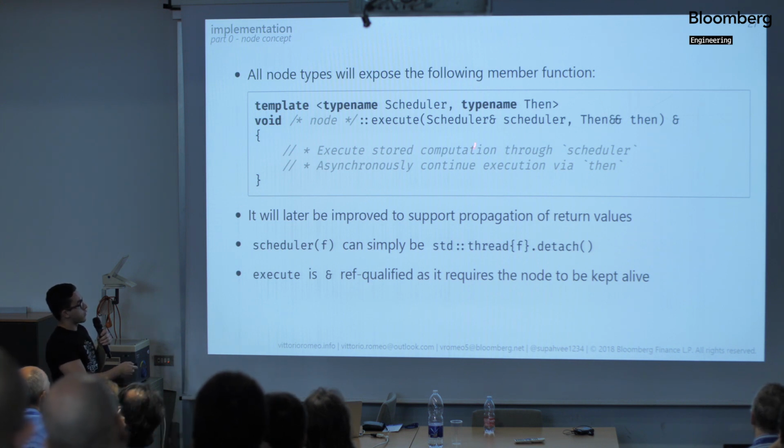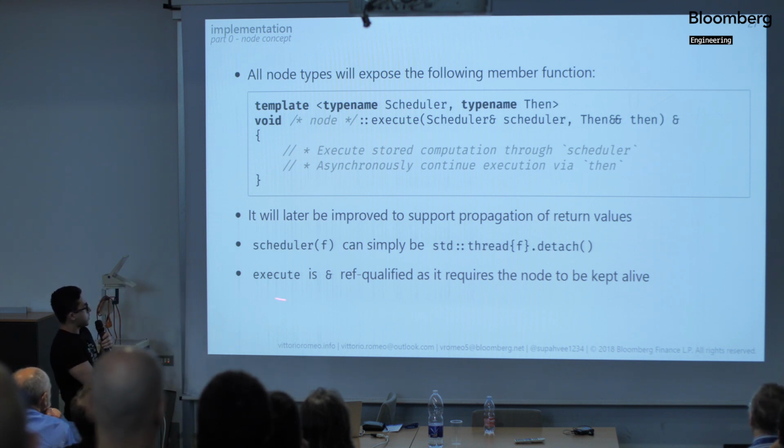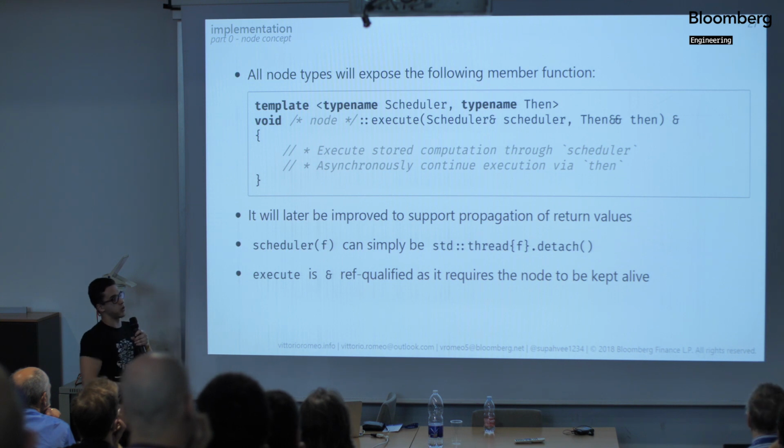And if you have trouble imagining what a scheduler might be, just imagine it's std::thread detach. So imagine that every time you invoke the scheduler with f, it just spawns a new thread for f and runs it in the background. That's the simplest scheduler we can think of. And as you can see, execute is lvalue ref qualified over here, which means that the node must be kept alive. You cannot call this on a temporary node because it wouldn't make sense for asynchronous schedulers.